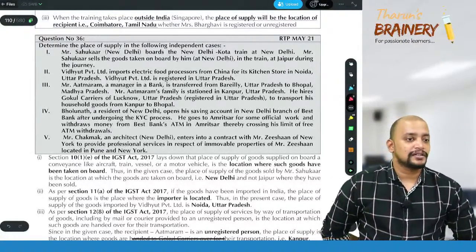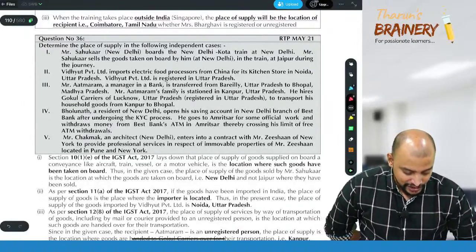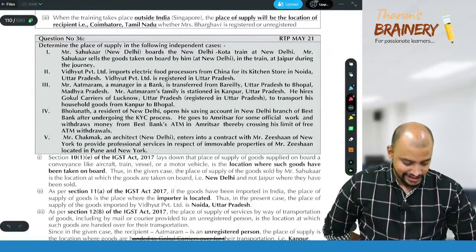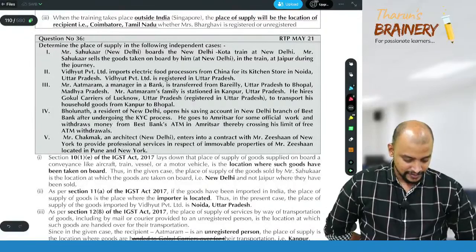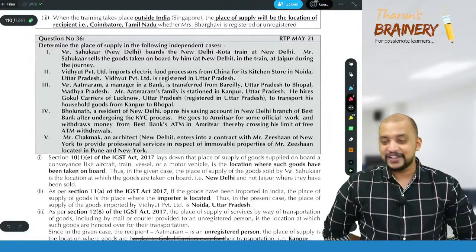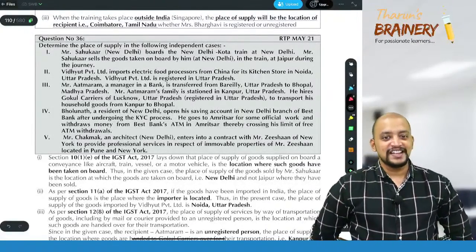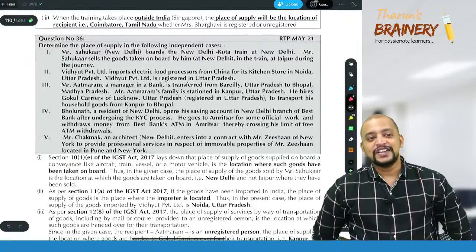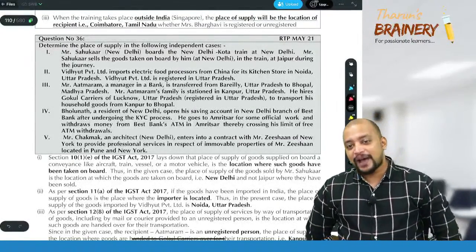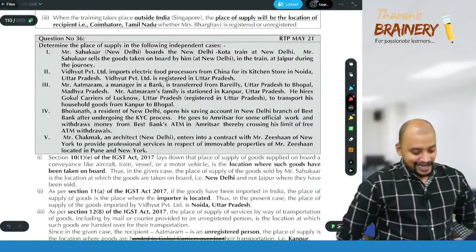Recipient is an unregistered individual. Where is that information that he is an unregistered individual? Manager in a bank. Correct, yeah. Yes, so you can take that view also. That manager in a bank, therefore it is exempted.